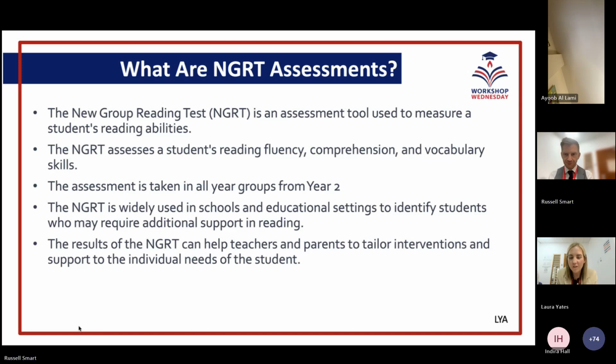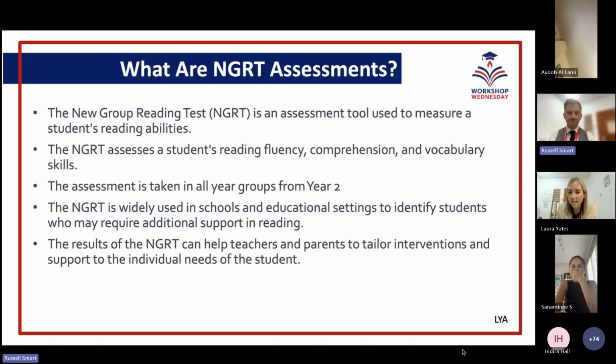The assessment's taken right from year 2 right up to year 6, and the assessment's also taken 3 times a year. So we assess the students at the start of the year in September time, then just after the winter break, and then at the end of the year. So the students are going to be taking their NGRT this week, next week, and over the next few weeks.